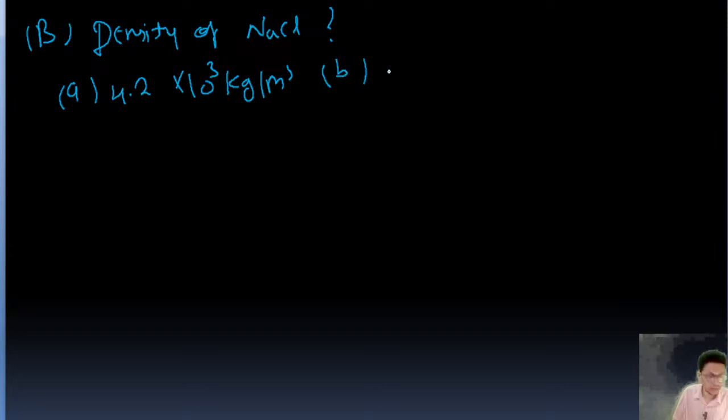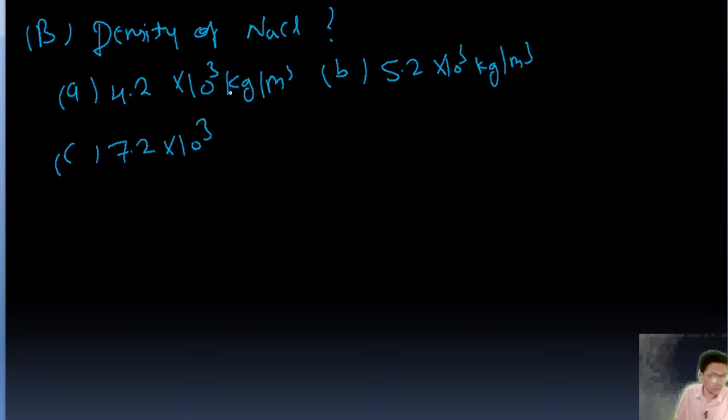Option B is 5.2 into 10 to the power 3 kg per meter cube. Option C is 7.2 into 10 to the power 3 kg per meter cube, and option D is 2.2 into 10 to the power 3 kg per meter cube.